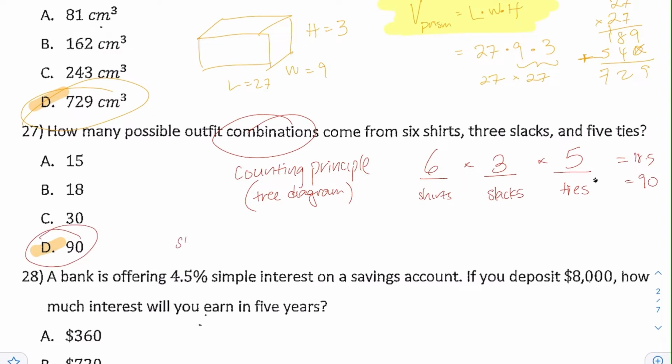The other way to represent this is by using a branching diagram. So you branch out to 6 shirts, and then each of these shirts will then branch out 3 times for the slacks, and each of these slacks will then branch out 5 times. So you end up with a lot of branching points. First 6, then 3, and then 5, so you get a total of 90. So you have a lot of options here.